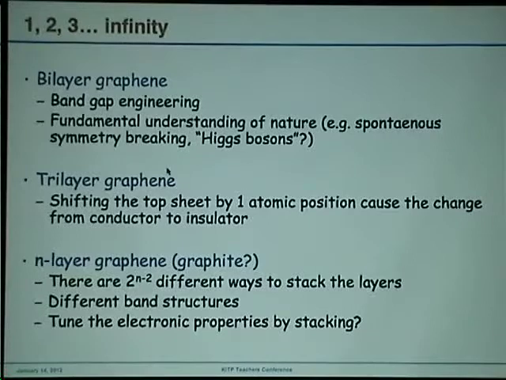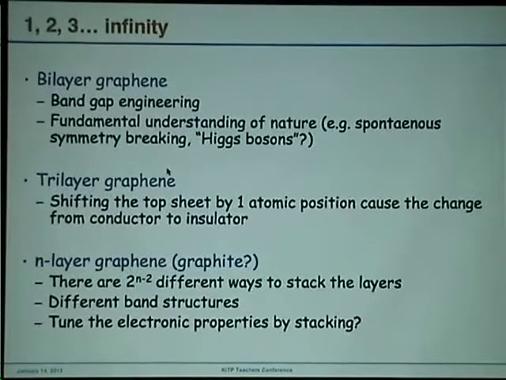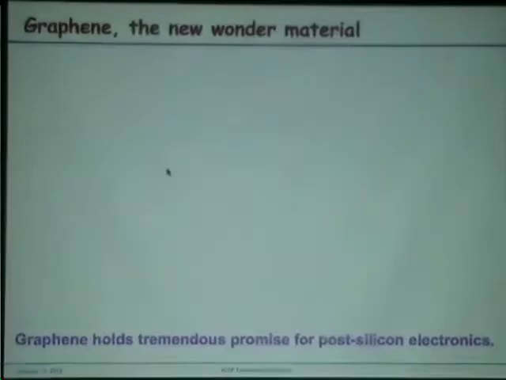And if you go even further up to n-layer graphene, then there are 2 to the power n minus 2 different ways to stack the layers. So bilayer is only one way. Three layers, there are two ways. We go to four layers, there are four ways to stack it. And they each have different band structures. So perhaps we can change the electronic property by stacking, if we can find a way to change the stacking. So this is really interesting.